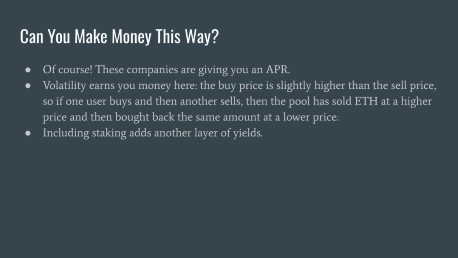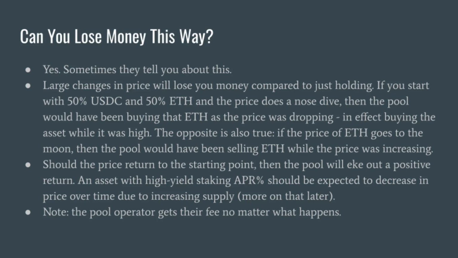The key aspect here is that volatility is earning you money. The buy price is slightly higher than the sell price. So if one user comes in and buys and then another sells, then the pool has sold ETH at a higher price and then bought back that same amount of ETH at a lower price. It's not a lot, but it adds up as more volume is traded through the pool. You then add in some staking into the mix because your underlying asset has it, and then you get some extra returns.